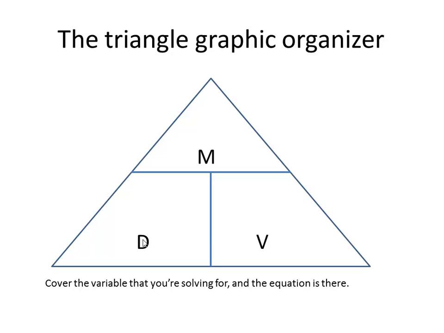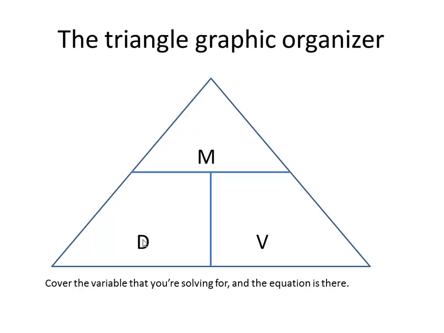What if I wanted to calculate M? M is equal to density times volume. If it's on the same side, it's multiplying. If it's on top of one another, they're dividing. If I wanted to solve for volume, I cover up V, and my formula for volume is mass over density. Does that make sense?